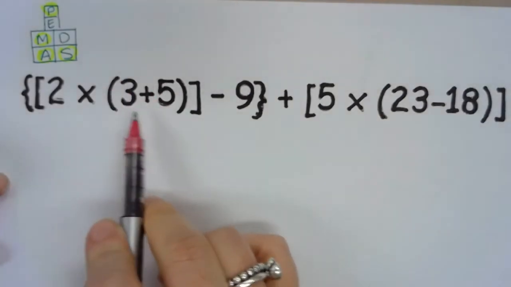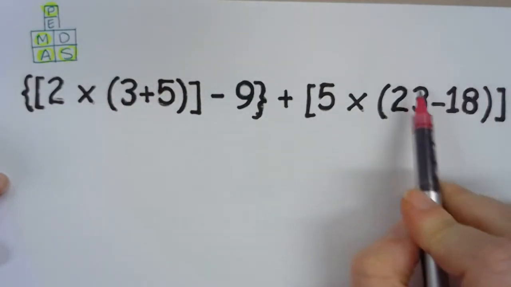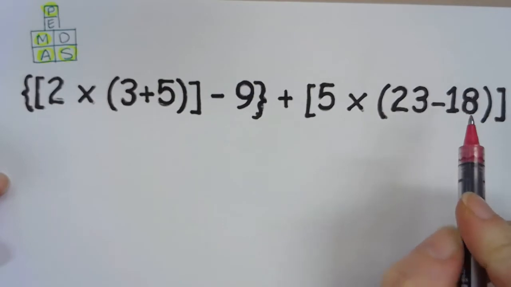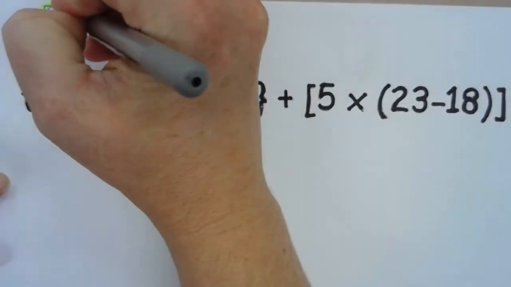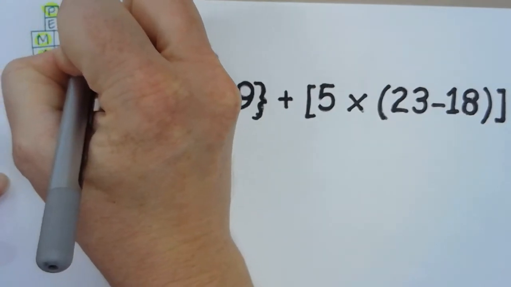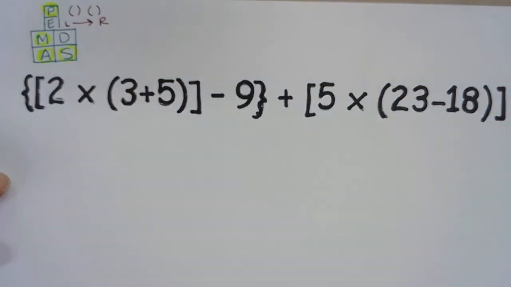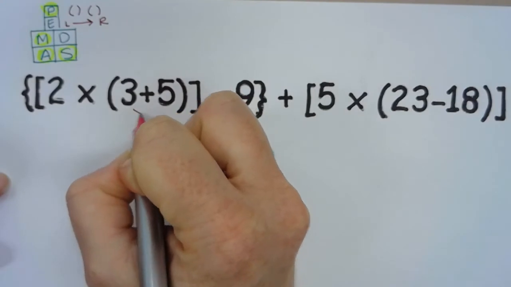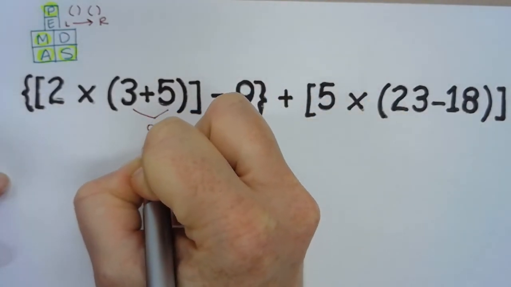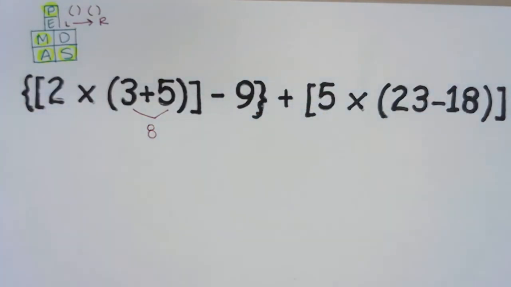However, I see a set of parentheses here, and I see a set of parentheses here. When I have things in my problem of equal importance, like two sets of parentheses, I solve them from left to right. Therefore, I will do this parenthesis first because it is on the left. I know that 3 plus 5 equals 8.